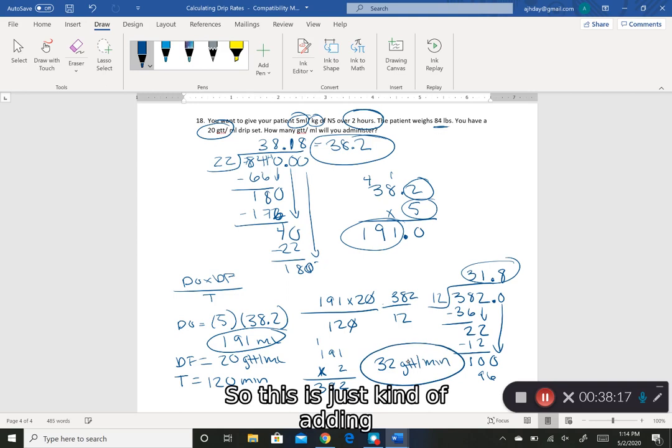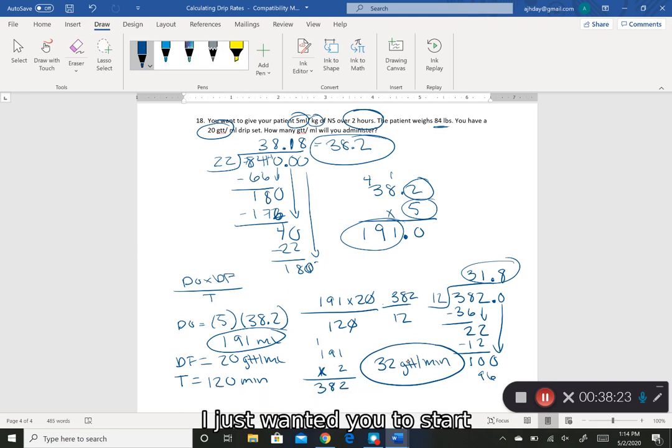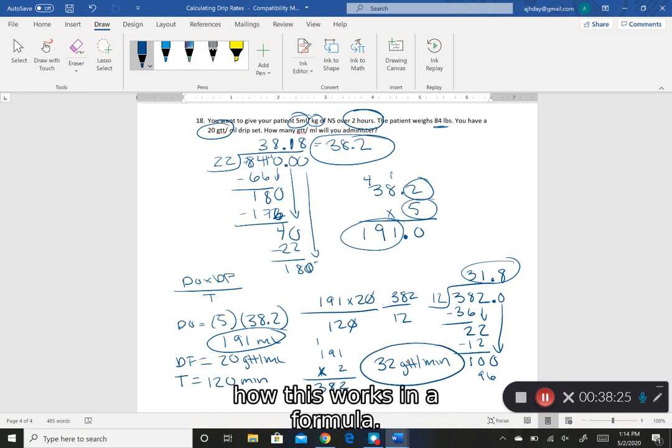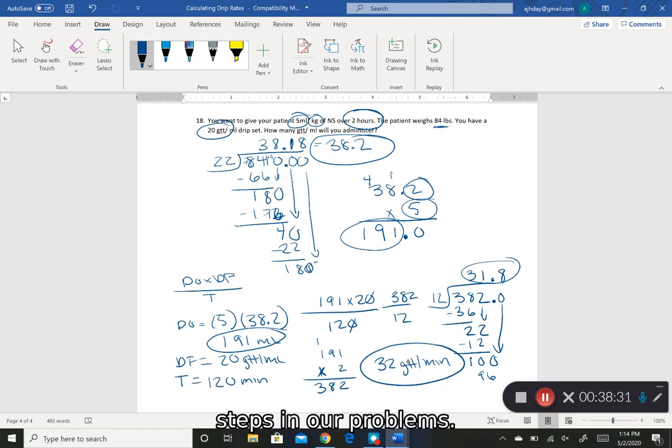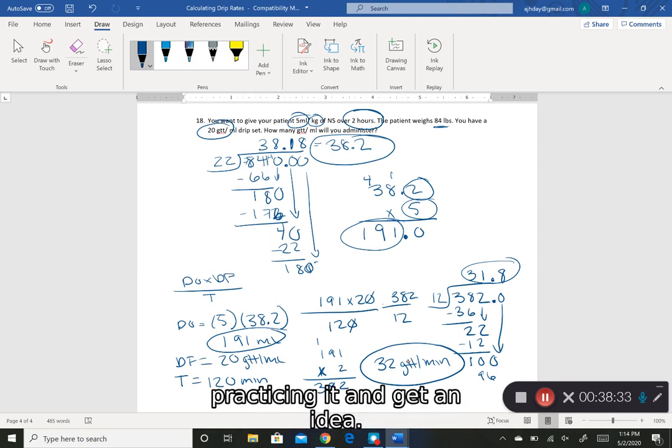So this is just kind of adding in some extra steps. Again, you're not going to be tested on these last 2 problems here. I just wanted you to start working out and seeing how this works in a formula, because when we start going into dopamine drips, we're going to have some of these extra steps in our problems. So I just wanted you to kind of start practicing it and get an idea.